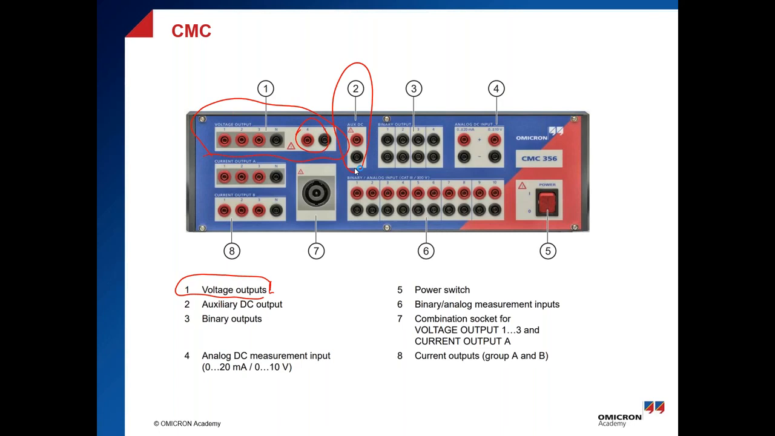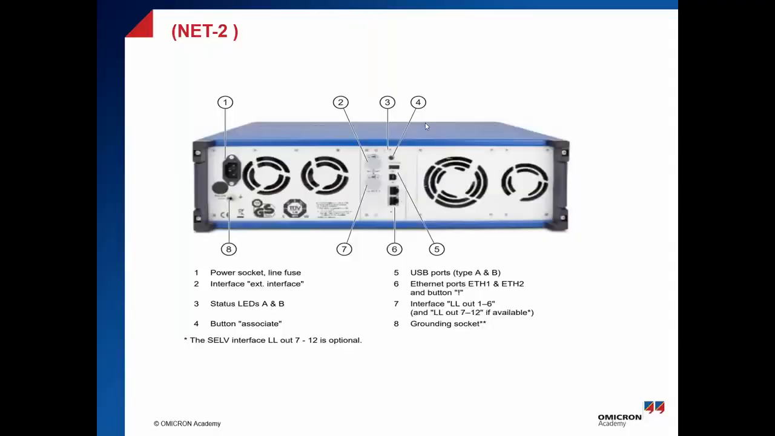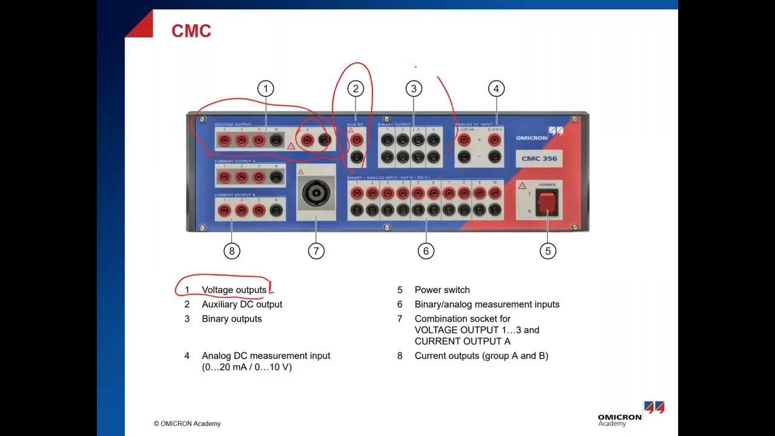This can be used as a source to feed the binary input based on the connection of the following point, which is number 3, the binary output of the CMC. What does it mean by binary output? Binary output is a free contact. Again, I repeat, free contact, which is potential free. It can be controlled by the test universe software or the CMC software.